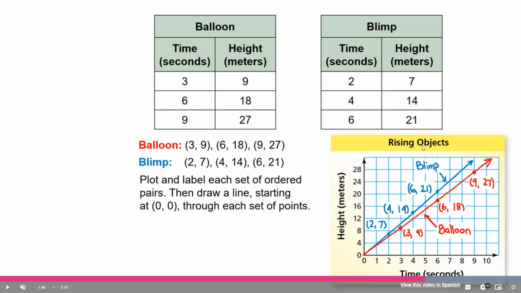If you needed to compare ratio graphs or tables, you can also do it here. In 6 seconds, the balloon went up 18 meters. In 6 seconds, the blimp went up 21 meters. All right.